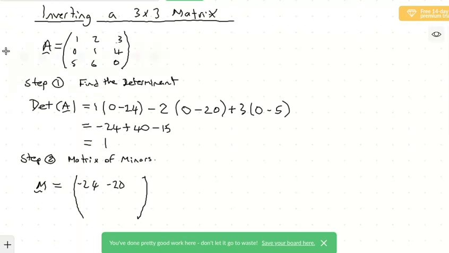Okay, so for the last one, we're looking for this element. So we're going to put a line through the row and a line through the column. And we're going to do that times that minus that times that. And sure enough, we get minus 5. So let's put in minus 5. So that's the top row.